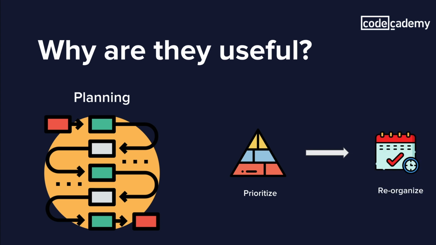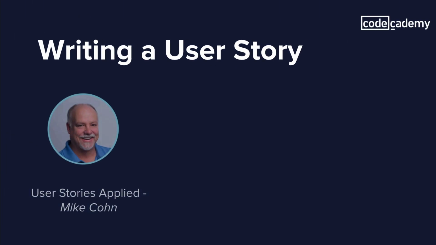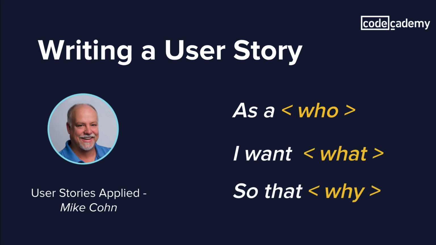Now, how do we write a user story? Well, Mike Cohn, one of the inventors of the Scrum methodology and author of User Stories Applied, provides a more formal approach to writing user stories in order to keep things very simple and straightforward. His format goes as follows. As a who, I want what, so that why. And remember, this goes back to the key components that make up a user story, which focus on the who, the what, and the why.